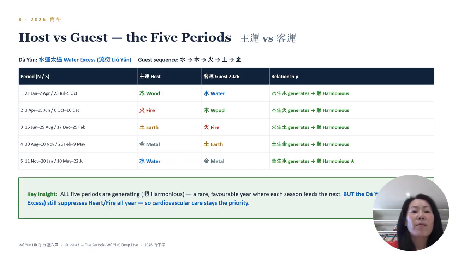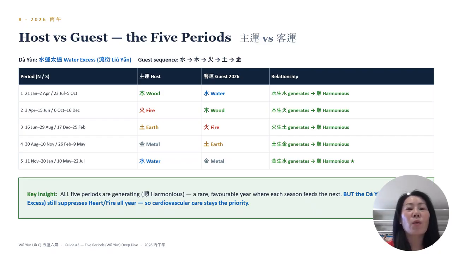Here's the full 5 period chart for 2026. The header reminds us of the backdrop: water excess, Wu Yun, the Liu Yan pattern, and the year's guest qi sequence: water, wood, fire, earth, metal. And now we lay the guest qi against the fixed host in each period.